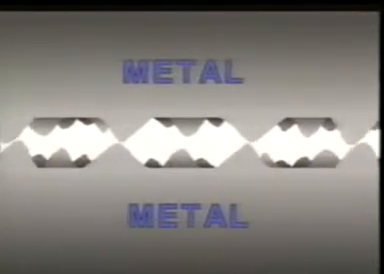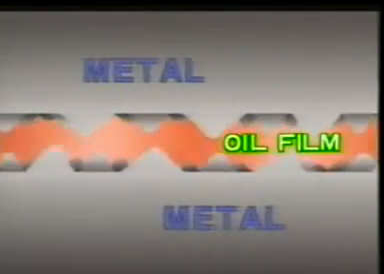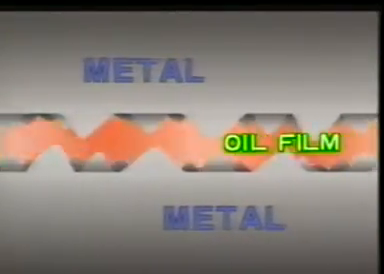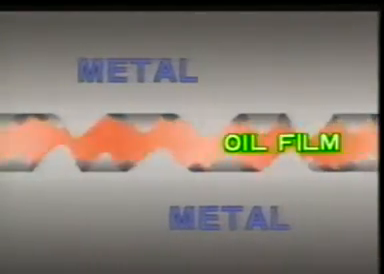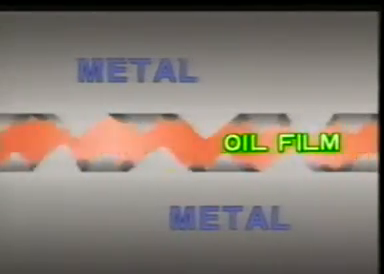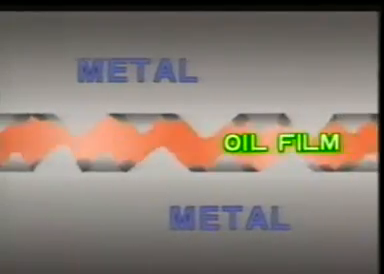When metal parts move against each other, friction causes heat as well as wear and seizure. But if there is a film of oil between them, friction is reduced, movement becomes smooth, and heat and wear are significantly reduced. This effect is referred to as lubrication, and the oil that protects two metal parts from each other is referred to as the oil film.